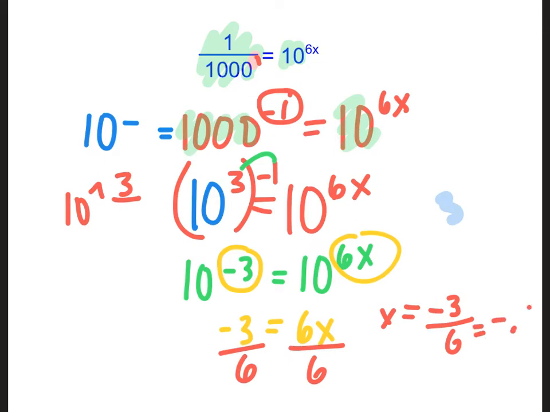Negative 0.5 as my final answer. Again, make your bases match, then set your exponents equal and solve for x.